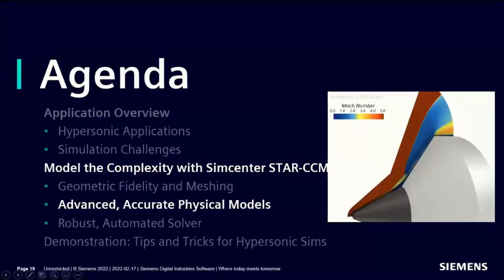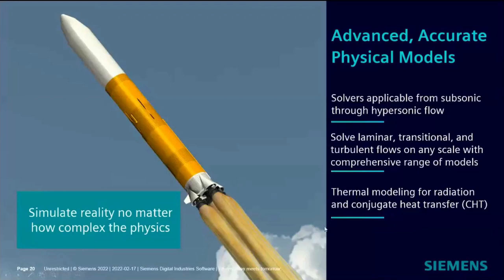Okay, I'm going to skip ahead here, right, and look at the second tier of this. We'll come back and look at some of the meshing in the demo at the end. But of course, as we mentioned, we need to have accurate physical models that are able to adequately model the complexity of the situation in these cases. So we want to make sure we have a solver that's applicable.